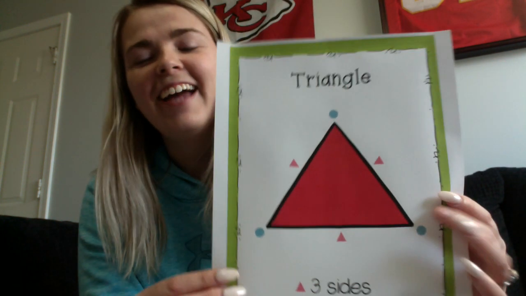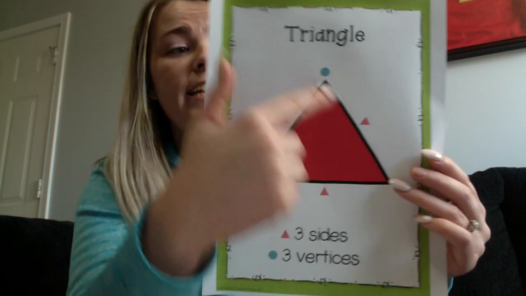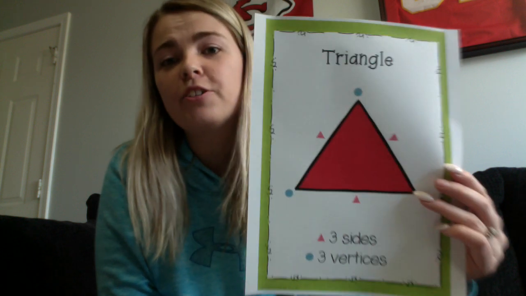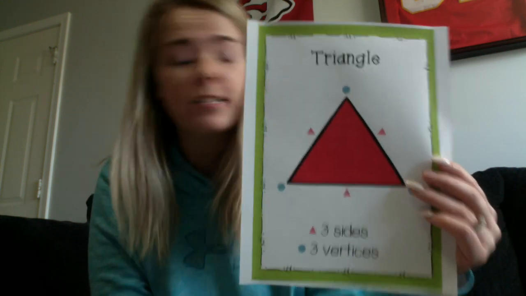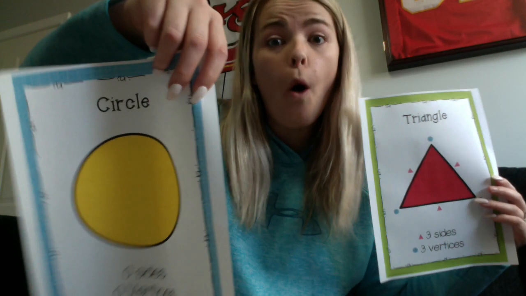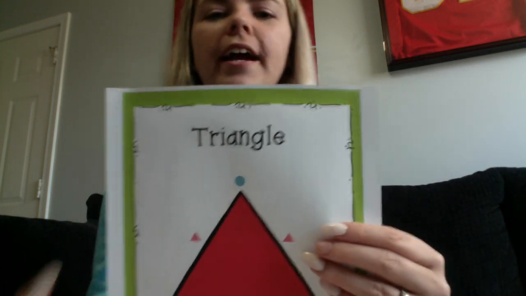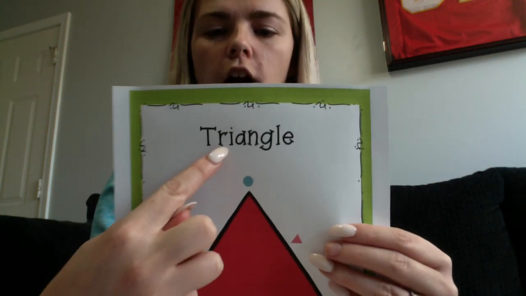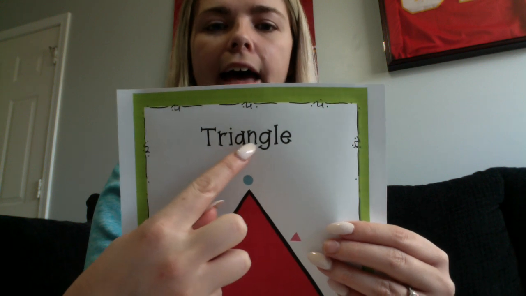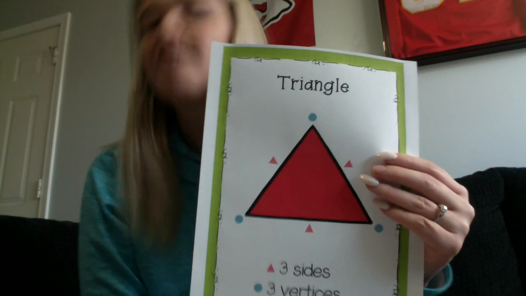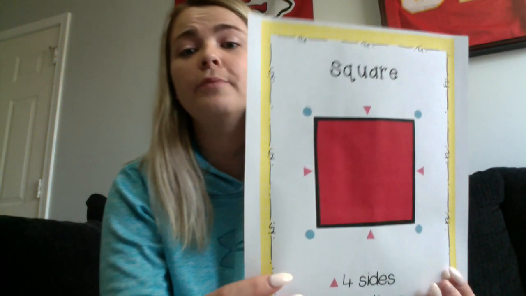triangle. A triangle has three straight sides. Three, okay? Another way you can talk about a triangle is like a slice of pizza. So a circle's like the whole pizza. Triangle's like a slice of pizza. Triangle is spelled T-R-I-A-N-G-L-E. What shape is this? Triangle. Great job. My next shape is a square.